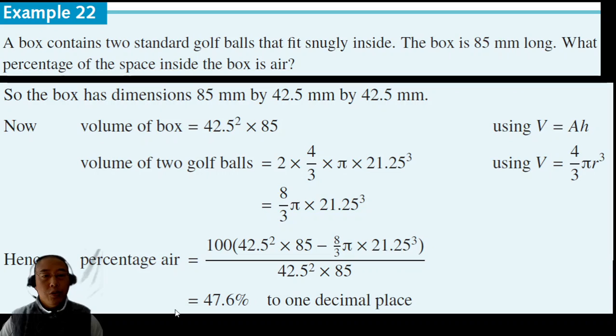And then what you do is you determine the volume of the box and the volume of the golf balls. You do the difference between the volume of the box and the golf balls, which is here. You divide by the volume of the box, you multiply by 100, and it will give you your percentage.